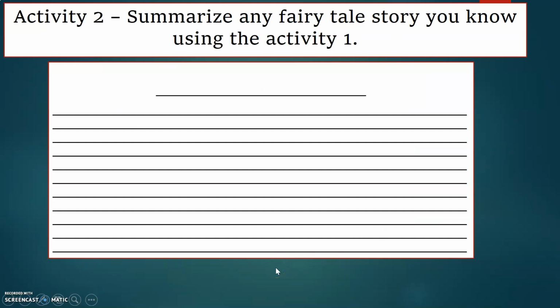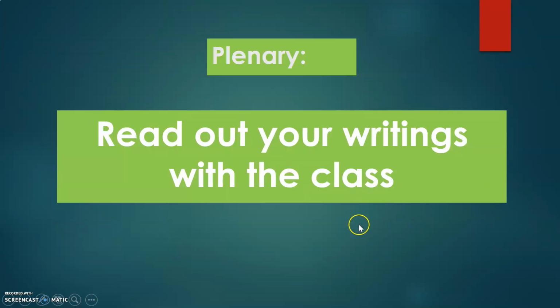Activity 2. You may write now the full summary of your story from the template on the activity 1. So you may write the title on the top. Then what would be the details based on the template you have in the activity 1. Then you may read out your writings to the person at home, it's either be your mom, your sister, your dad, or your brother.